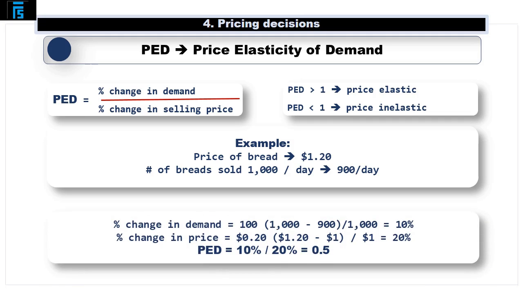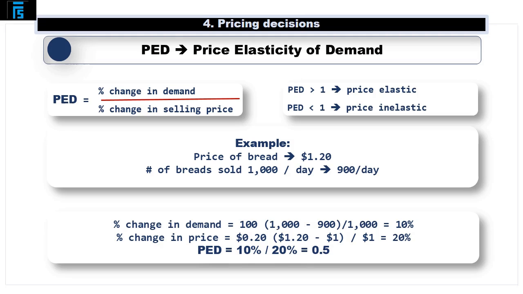To calculate the price elasticity, we first of all need to calculate the two components within the calculation. So the percentage change in demand can be calculated as 100 loaves divided by 1,000 loaves, the 100 loaves being the drop in sales from 1,000 loaves to 900. This gives us a 10% change in demand. And the percentage change in selling price is calculated as 20 cents, that is $1.20 minus $1, divided by the original price of $1, giving us 20%.